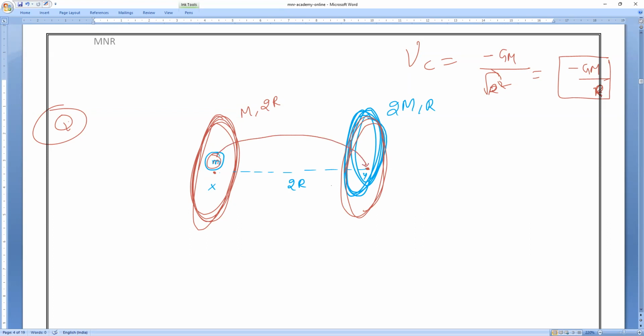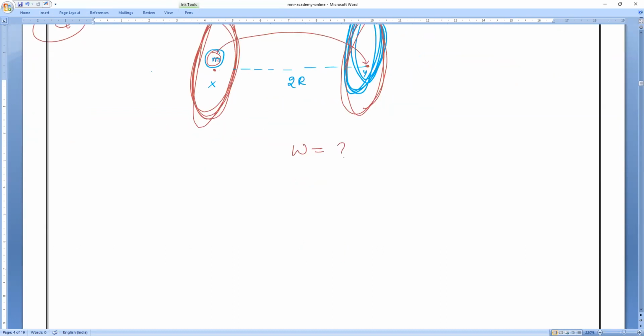What is the work done? That is the question. Clear, Pradosh? Yes, please respond. Consider the small mass m is extremely small compared to the mass of the ring. So what is the work done by the external force? That is what they are asking.